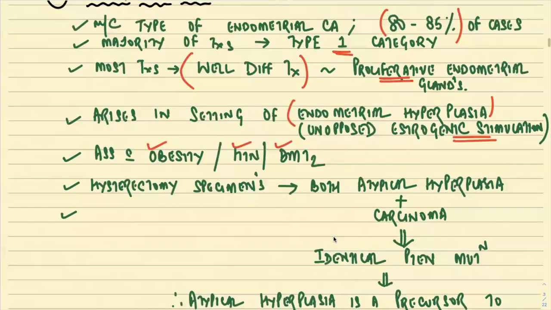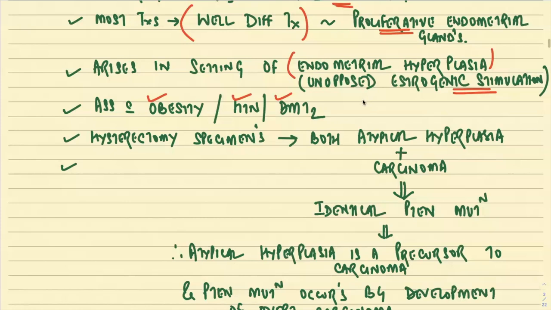Now, a very important thing is that in a hysterectomy specimen, if you remember, in the previous lecture I discussed endometrial hyperplasia. There are two types, typical and atypical. And I told you that in the majority of biopsies showing atypical hyperplasia, when they are followed up with hysterectomy, the hysterectomy specimen shows both atypical hyperplasia as well as carcinoma. Both of them occur together, and there is a connection between the two, so we say that it develops in the setting of atypical hyperplasia.